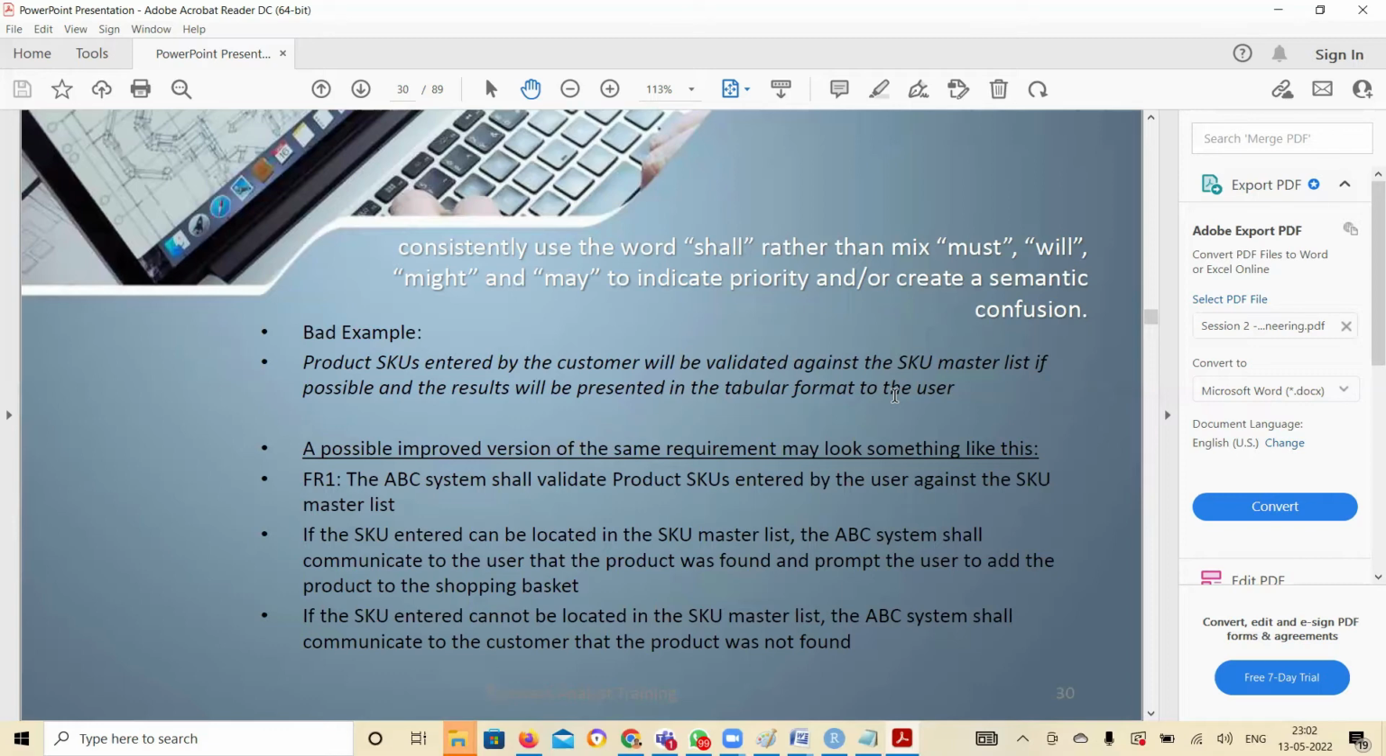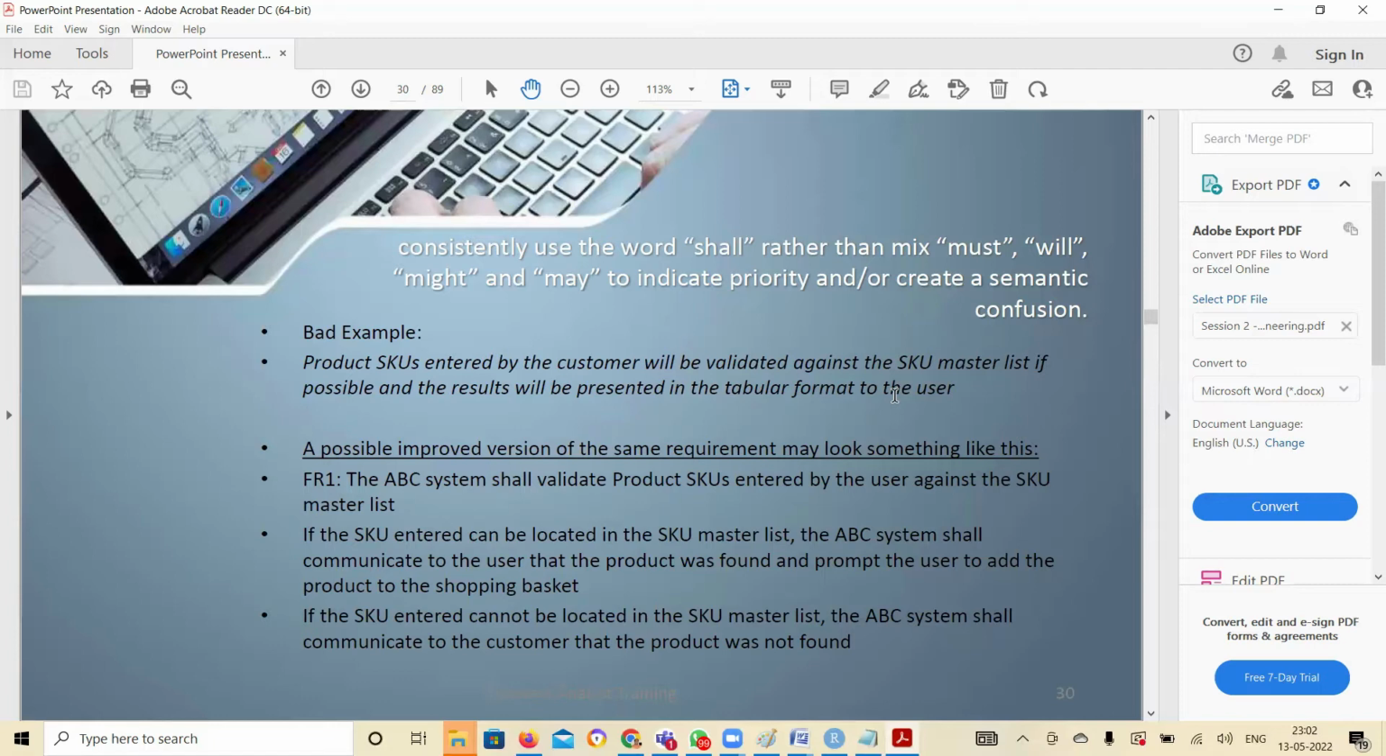Tell me if you are finding it better. Okay. Improved version, a possible improved version of the same requirement. FR1 is the unique number of the requirement, right? FR1: the ABC system shall validate product SKUs entered by the user against the SKU master list. The system shall validate.